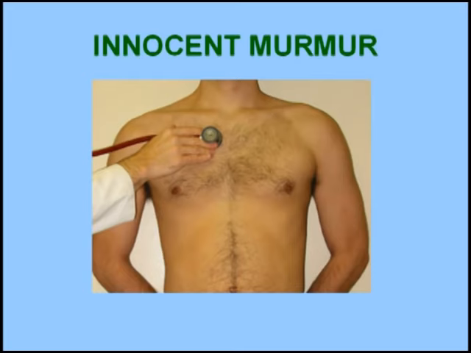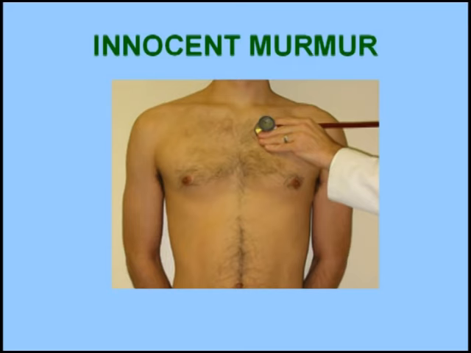These murmurs are usually heard best in the second right intercostal space when they are due to turbulence across the aortic valve. Innocent systolic murmurs can also occur due to turbulence across the normal pulmonic valve. In this case, the murmur is heard best at the second left intercostal space.